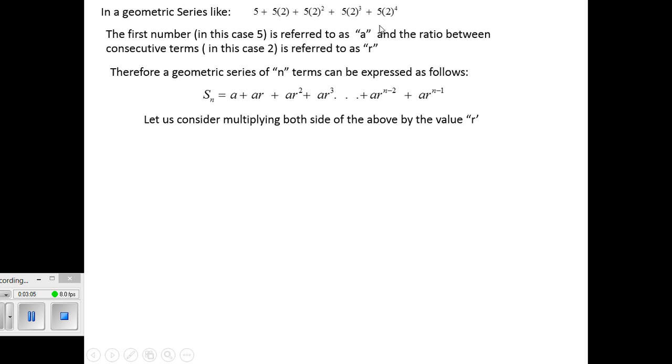So if I wanted to find the 25th term, then for this particular one it would be 5 times 2 to the 24th power. Rather large, but that's in fact what it would be.